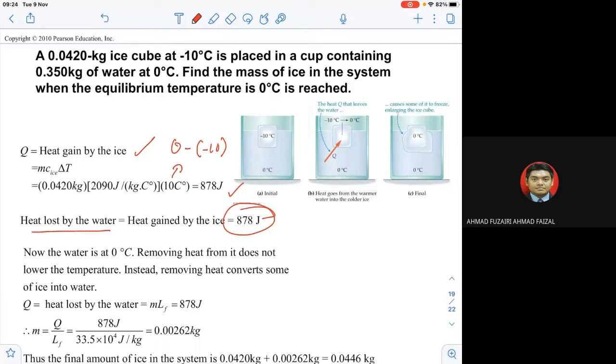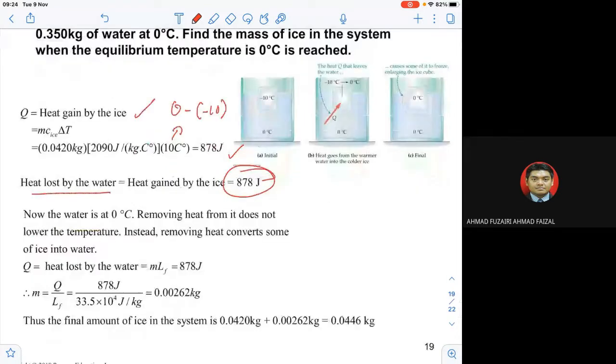878 joule. Now, the water is at 0 degrees Celsius. Removing heat from it does not lower the temperature again. So when it does not lower the temperature, at that particular time it removes the heat and converts some water into ice. For that particular part, heat lost by the water equals to mLF. So we can assume that 878 joule will be equal to mLF, the heat of fusion.